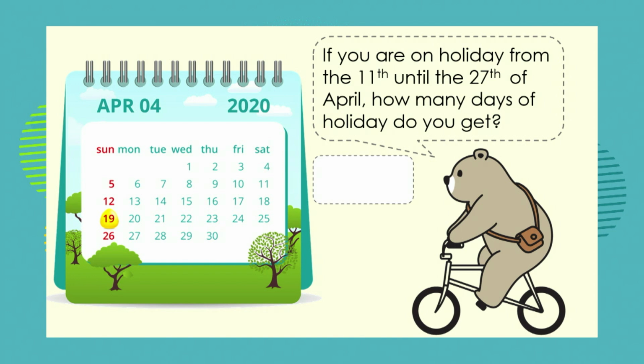If you are on holiday from the 11th until the 27th of April, how many days of holiday do you get? So we are going to circle the 11th and the 27th, and let's count. Grade ones, count with me. We have 1, 2, 3, 4, 5, 6, 7, 8, 9, 10, 11, 12, 13, 14, 15, 16. So we can see that we are going to get 16 days of holiday. So when we get a question like this, remember we have been practicing counting forwards and backwards, so you can use the calendar to help you count. You will circle the important dates that they have given you, and then you will count.